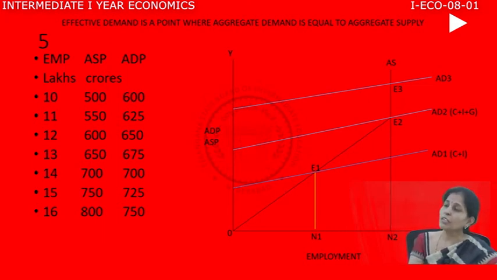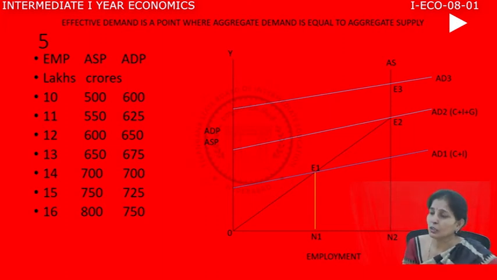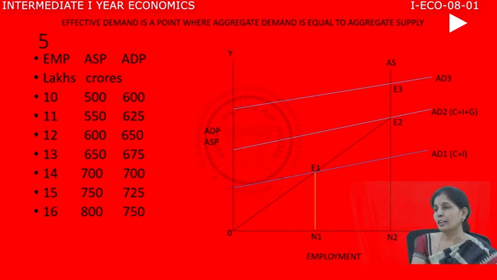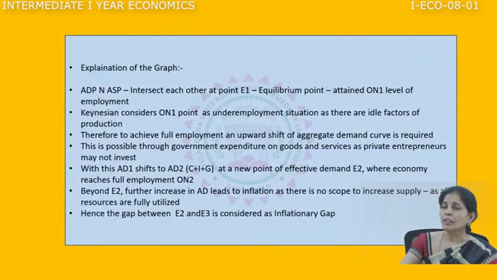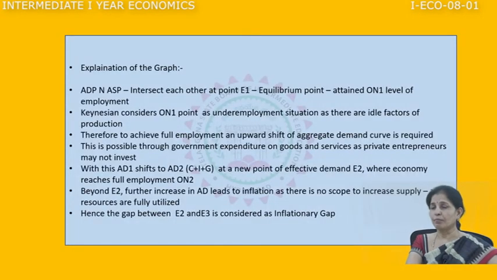So beyond the E2 point, the gap created between E2 and E3, we consider to be an inflationary gap, because full employment is achieved and supply remains constant. So further increase in demand leads to inflation, or increase in the prices. Let us talk about the graph over here.